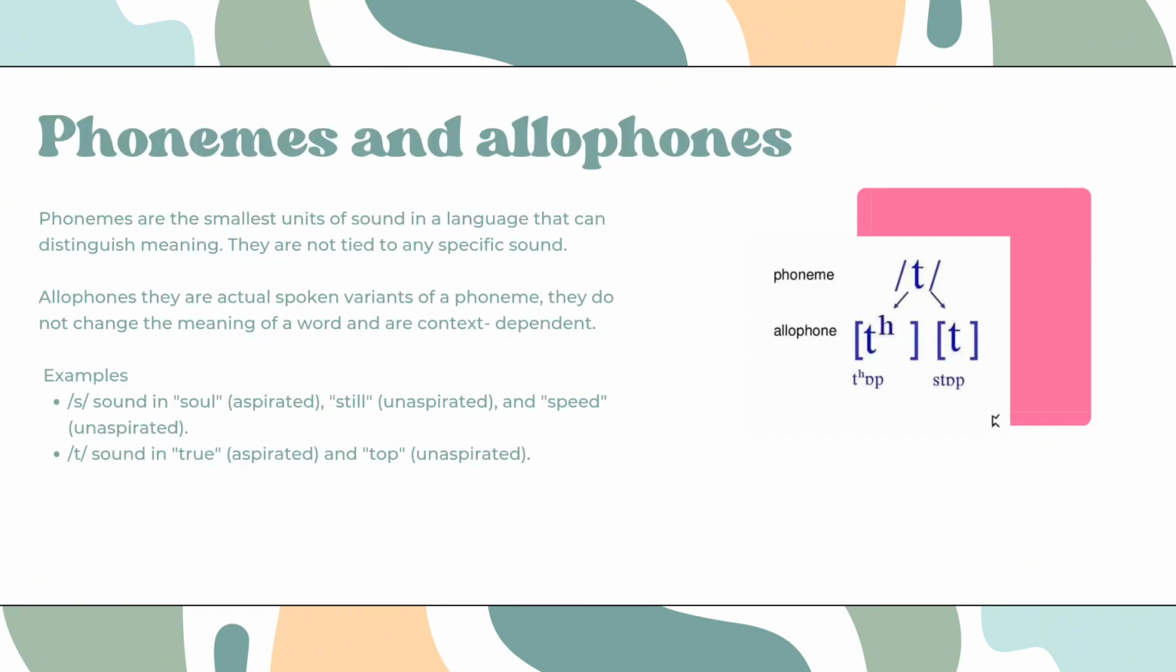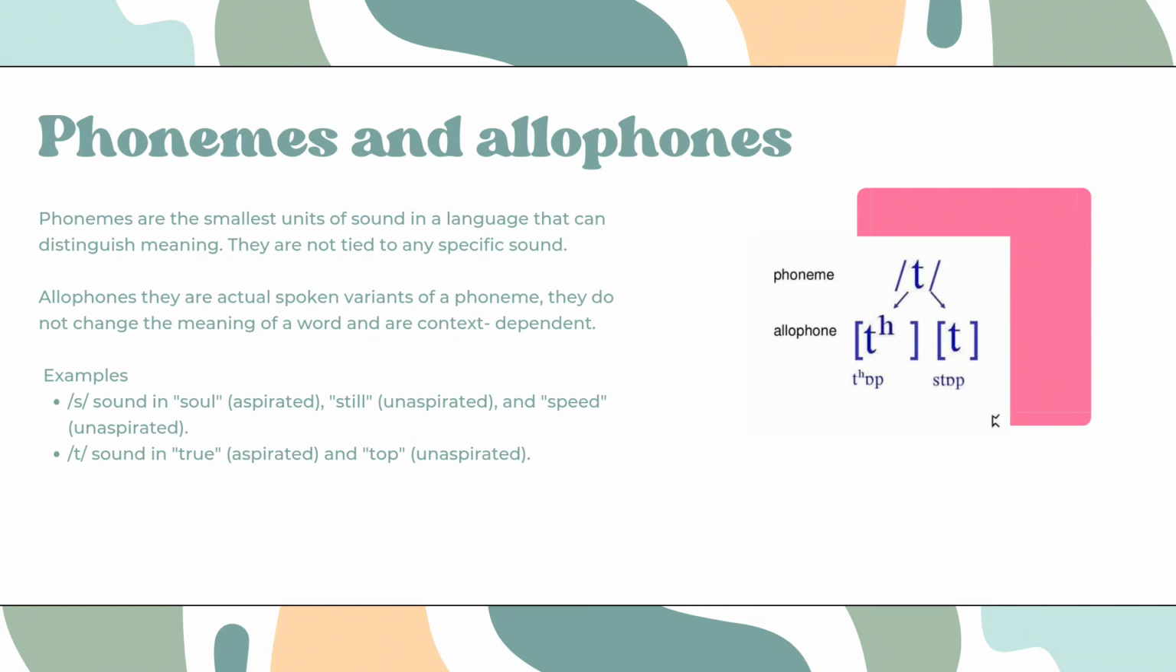Moving on, we have phonemes and allophones. Phonemes are the smallest units of sound in a language that can distinguish meaning. They are not tied to any specific sound. Then we have allophones. They are actual spoken variants of a phoneme. They do not change the meaning of a word and are context dependent.